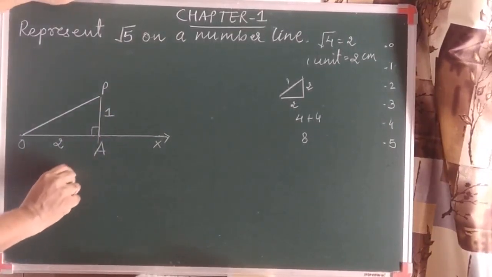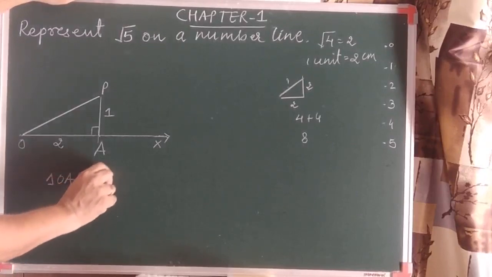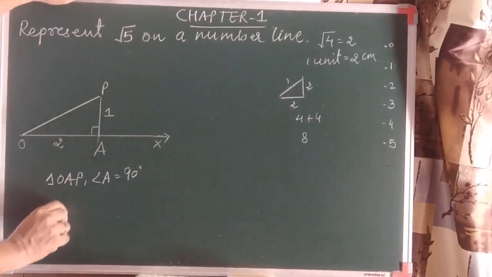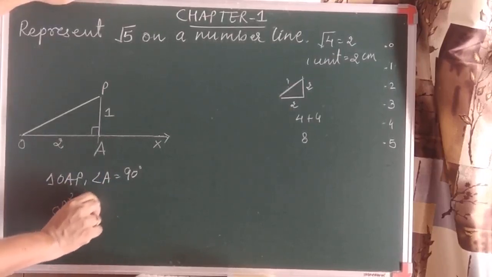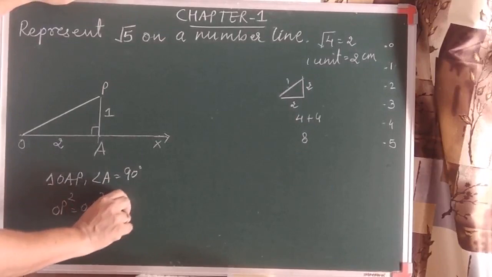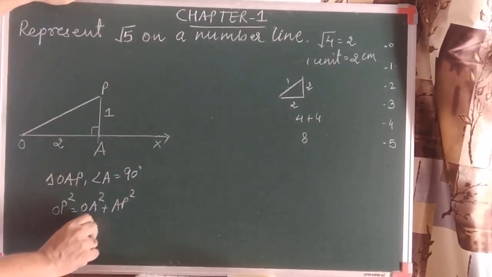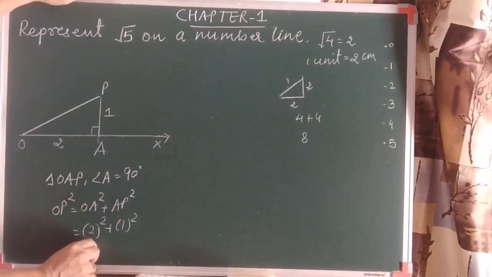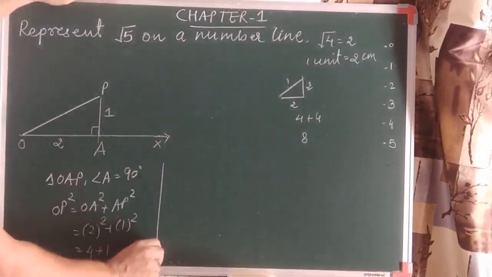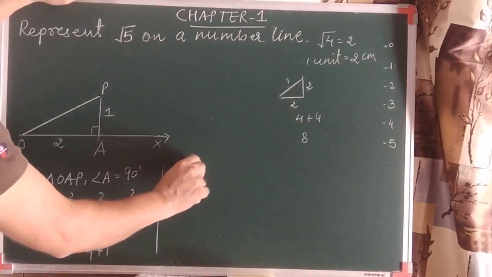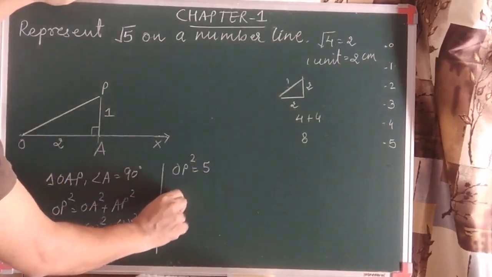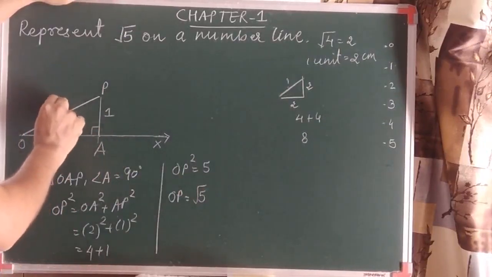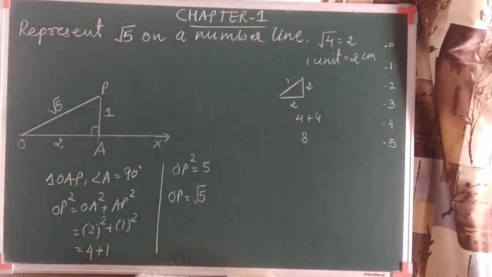As it becomes a right angle triangle, let's use Pythagoras. For triangle OAP, angle A is a right angle. So the square of the hypotenuse, OP square, is OA square plus AP square. This value OA is 2, AP is 1, the square of 2 is 4 and 1. So we obtain OP square as 5. So what is the length of OP? Obviously it is root 5. So this value is root 5, which we want to represent on a number line.